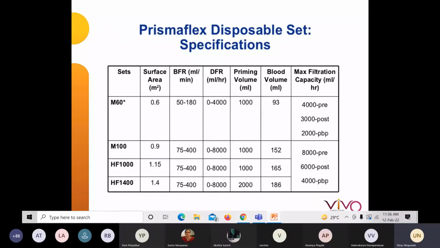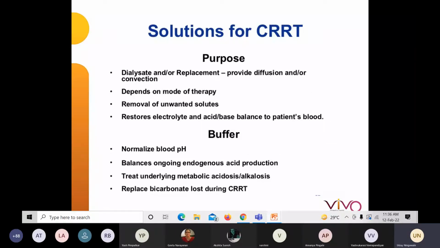Solution for CRRT. A solution is required to perform CRRT, and ready-made dialysis solution is available in the form of bags. It can be used as dialysis fluid or as replacement fluid. Both purposes can be served with this solution, depending on the mode of therapy: removal of unwanted solutes, restoring electrolyte and acid balance in the patient's blood. The buffer solution is sodium bicarbonate. It normalizes blood pH, balances ongoing endogenous acid production, treats underlying metabolic acidosis and alkalosis, and replaces bicarbonate loss during CRRT. So these are the indications for using the solutions.